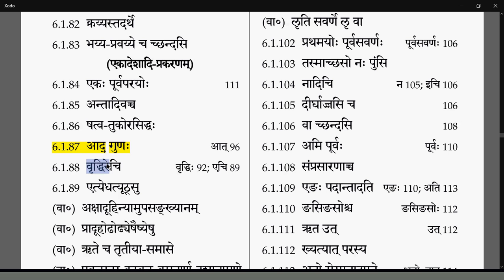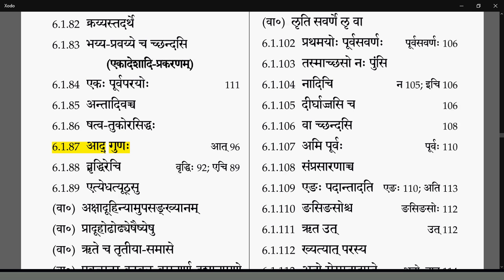So this is an apavada. Vruddhi is an apavada to guna. Not guna, but vruddhi adesha will take place. We'll see this when we come to it. I'm just mentioning, just because we know this one, ad gunaha achi pare, it should not be applicable in all cases when ach follows.